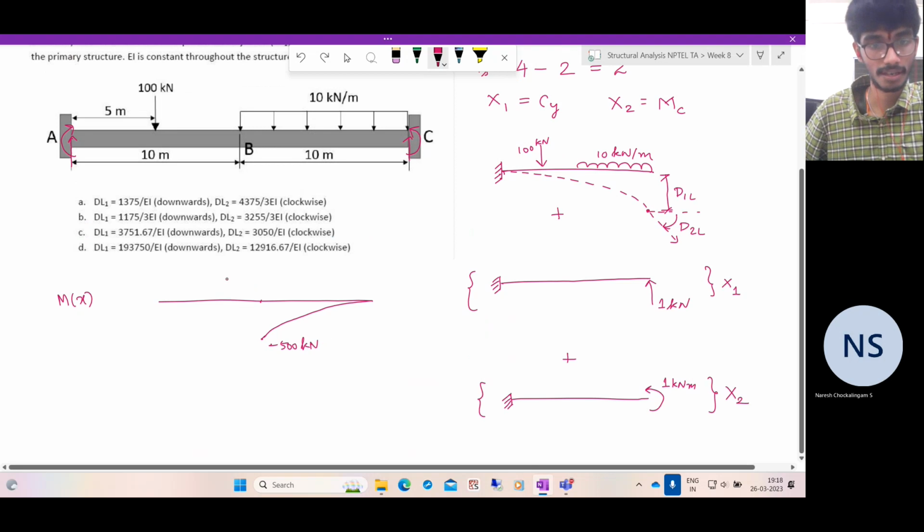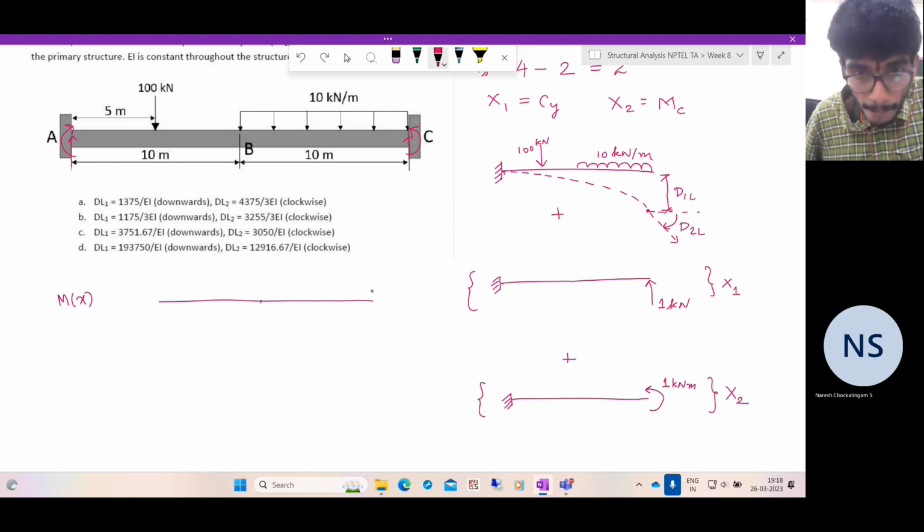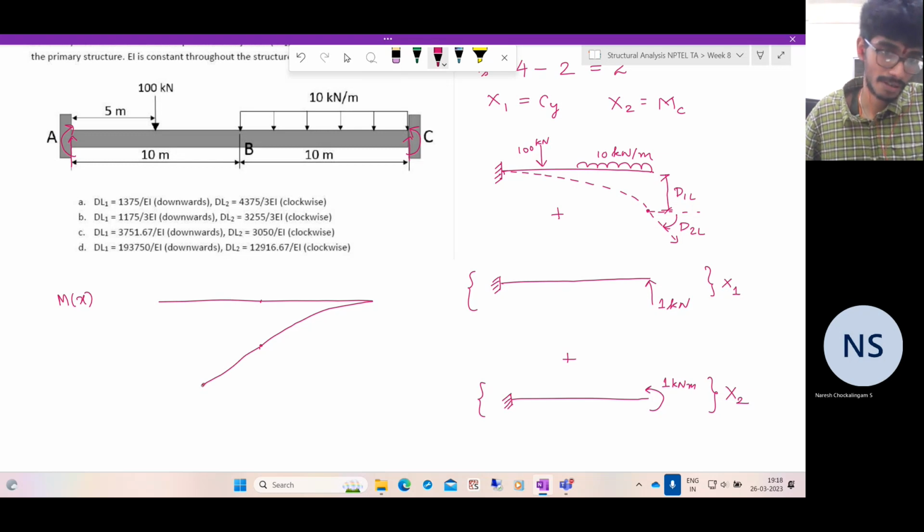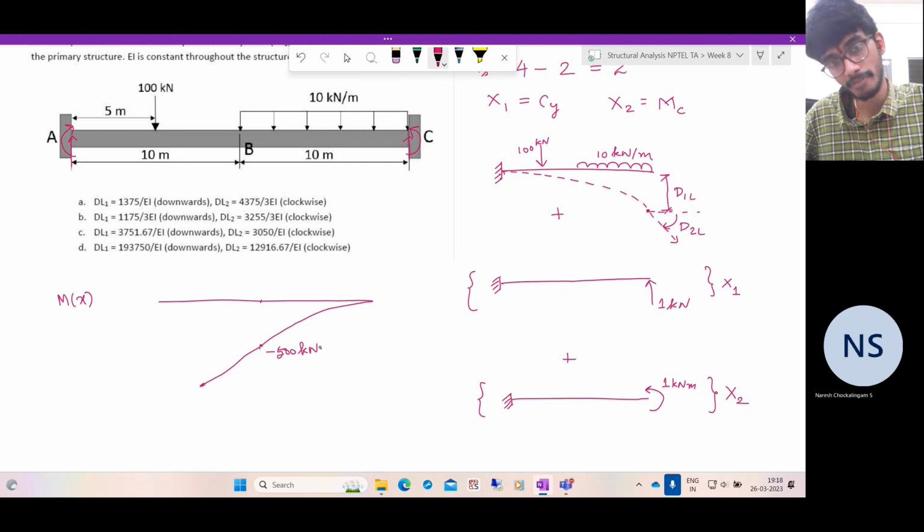So up to this, it is quadratic. Beyond it, it is linear. Beyond this, it is linear. And beyond that, it is. So what is the value here? It is minus 500 kilonewton meters.